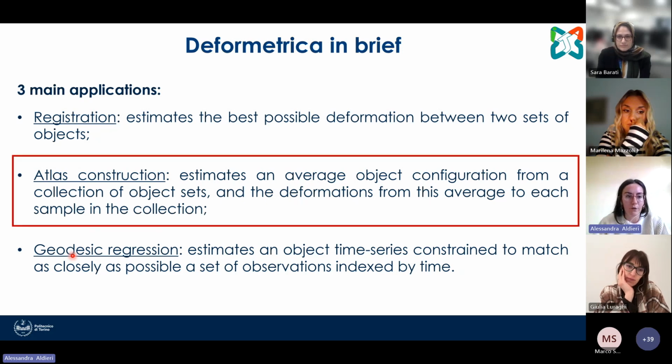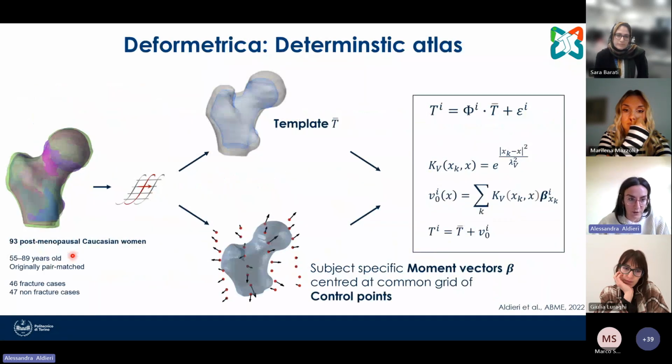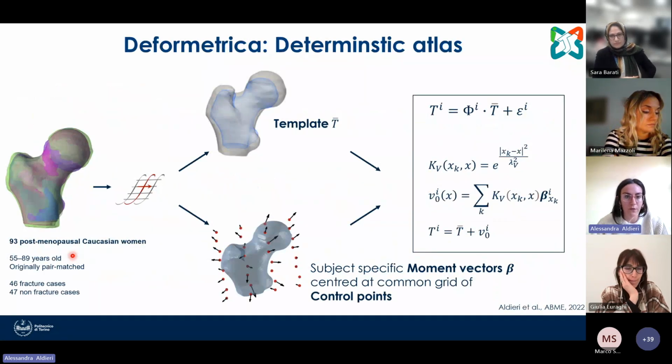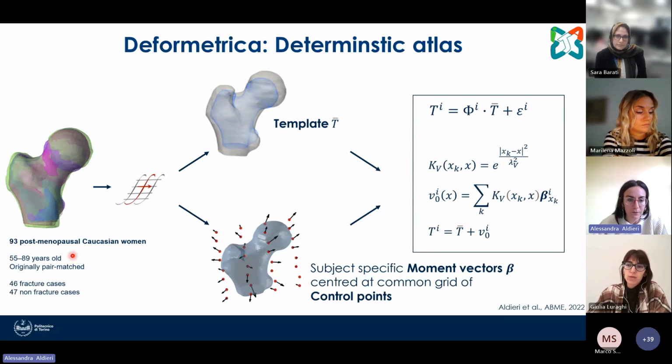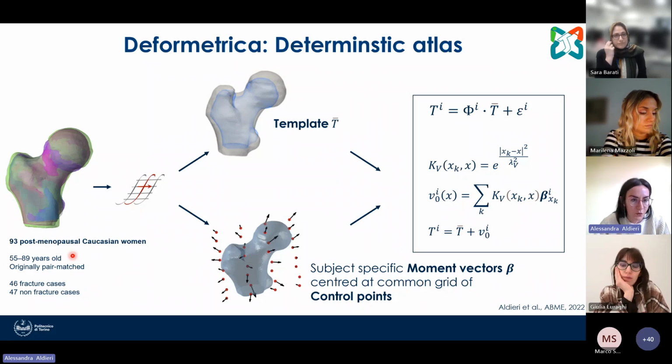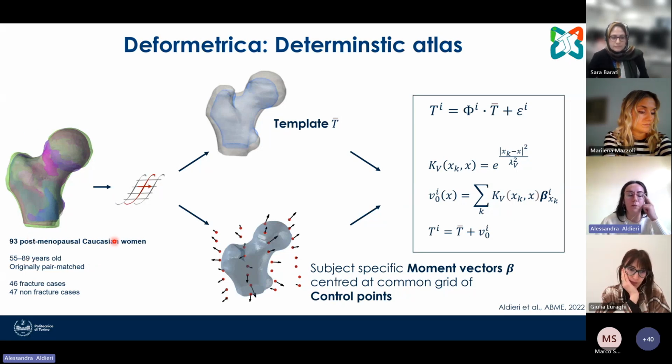Today, I will mainly focus on the atlas construction because this is the main application we worked on here. So I will start by giving an overview to you of what a deterministic atlas means. One of the main applications we could work on was the construction of a statistical shape model of the femur. So basically, we started from 93 proximal femur shapes, which came from 93 postmenopausal women. And we did know that some of these women fractured their femurs, while others did not.